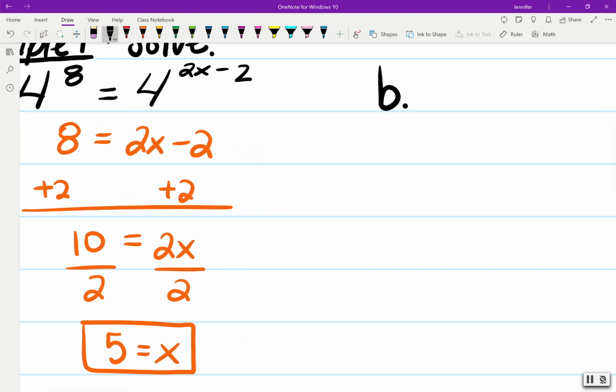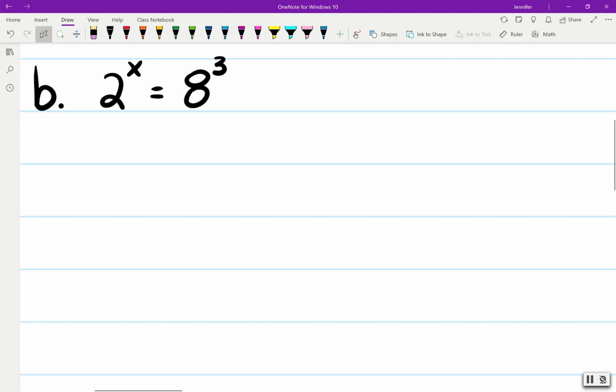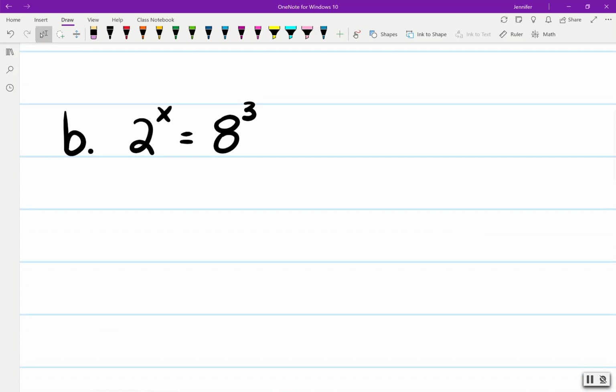Okay, example B. We are given 2 to the power of x is equal to 8 to the 3rd. Are the bases the same? Give me a head nod, yes or no. No, they're not. I have a base 2 and a base 8. Let's think about this. Can we rewrite 8, can we manipulate 8 to be written in terms of 2? So let's think. 8 is 2 to the what power? How many times do I multiply 2 together to get 8? 3. So 8 is 2 cubed.